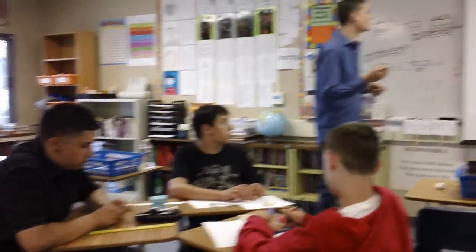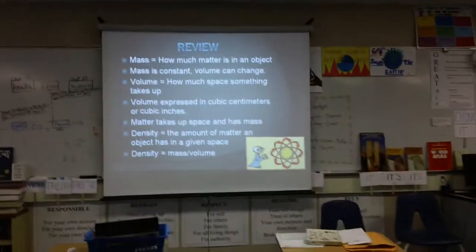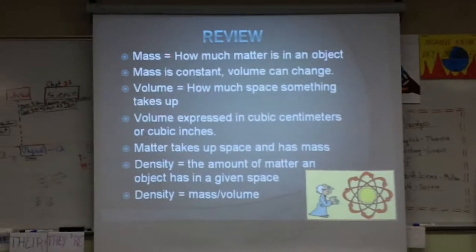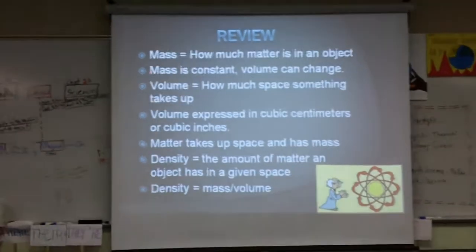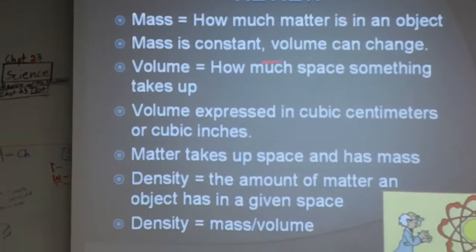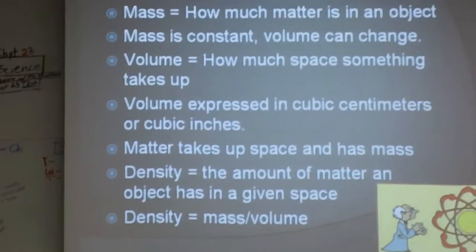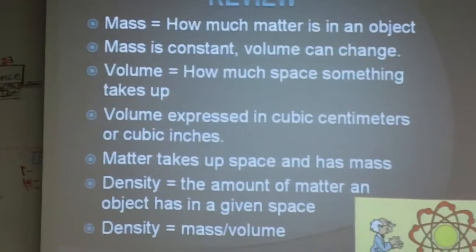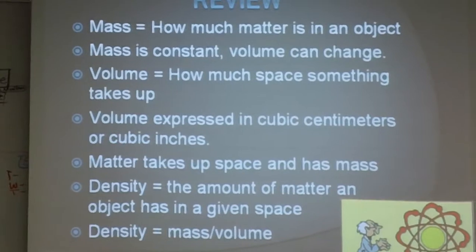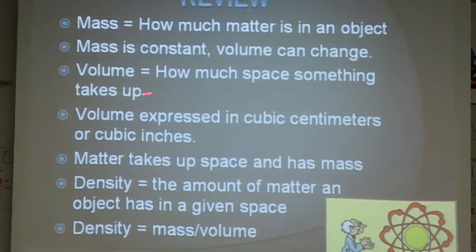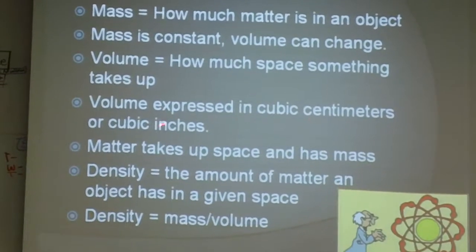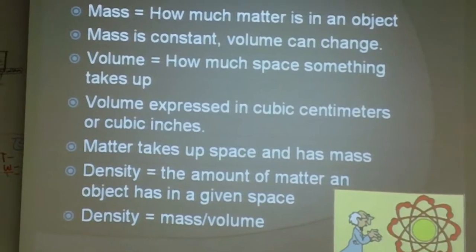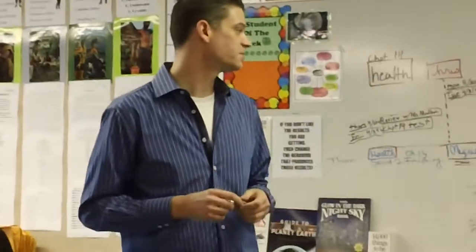All right, this is basically what we just talked about, but we just want to review real quick. So mass, we talked about how much matter is in an object, okay? And remember, mass is constant, volume can change. Remember the crumpling of the paper? The weight doesn't change, it's just how much space it's taking up. Volume is how much space something takes up, expressed in cubic centimeters or cubic inches. Today we did cubic inches, just for simplicity.